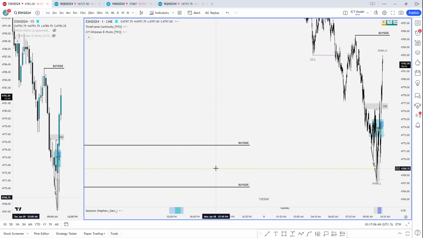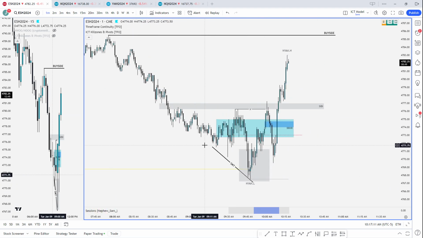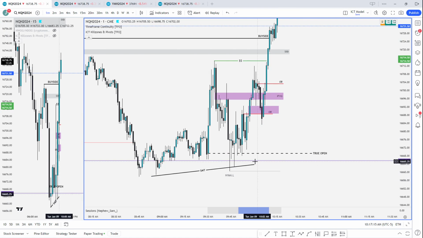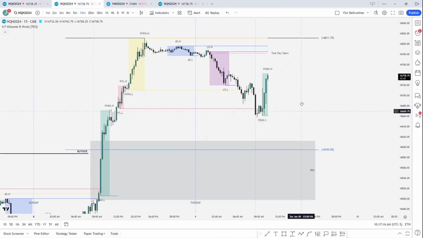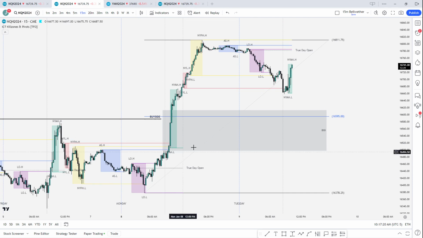But the fact that it wasn't a clean sweep, and NQ has relative equal lows with SMT, means we could actually return back into this. And we haven't even tapped 50% of the range. We still have this larger 1 hour gap.